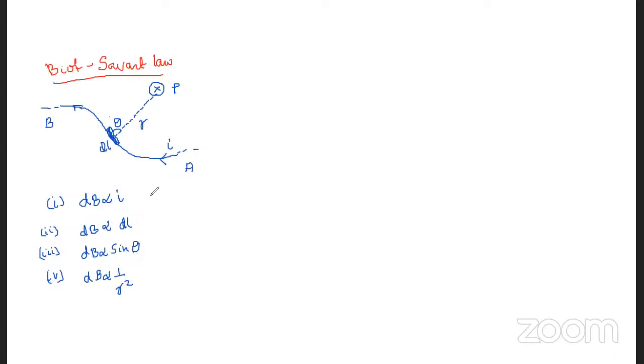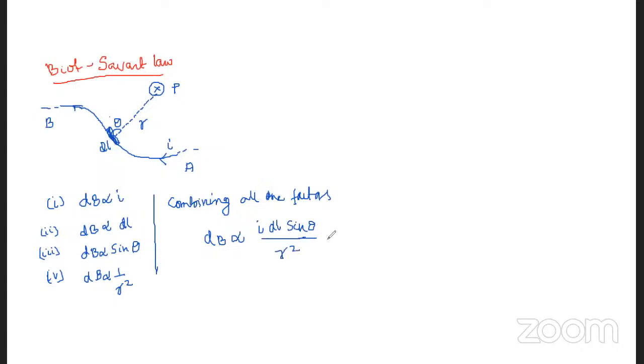So now we will combine these four to get the equation. Now we will be combining all the factors. So what we are going to get is dB is proportional to I dl sine theta by r square. dB is proportional to I dl sine theta by r square here.